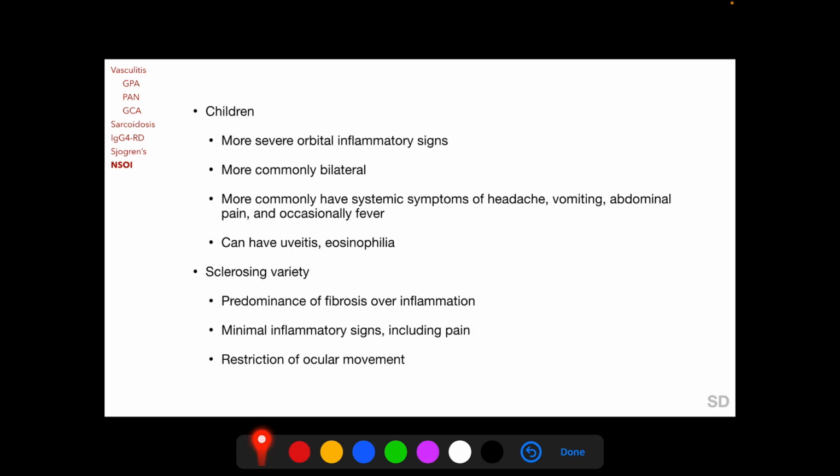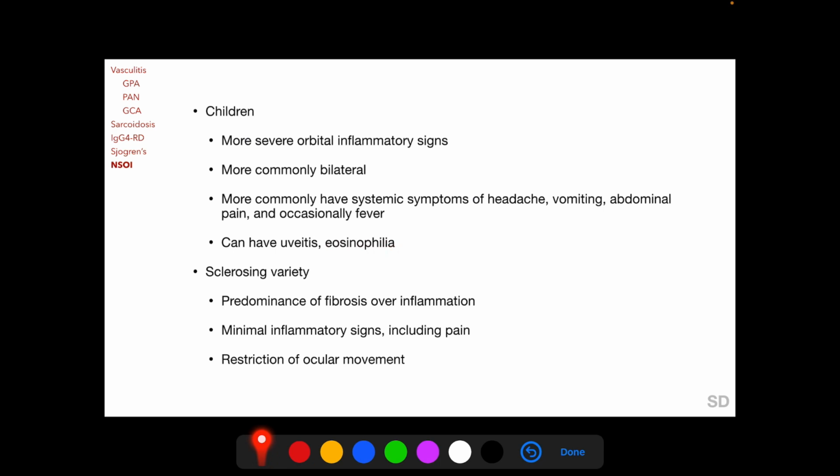Children with NSOI have more severe orbital inflammatory signs, and NSOI in children is more commonly bilateral. And children will more commonly have systemic symptoms of headache, vomiting and abdominal pain, and occasionally there can be fever as well. Children with NSOI can also have intraocular inflammation and associated peripheral eosinophilia.